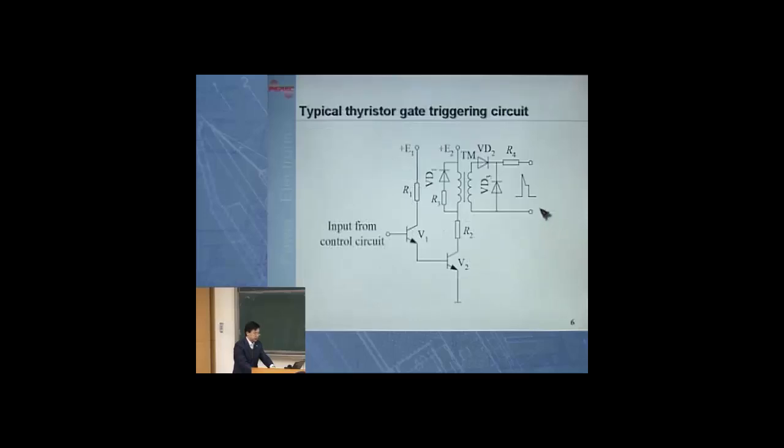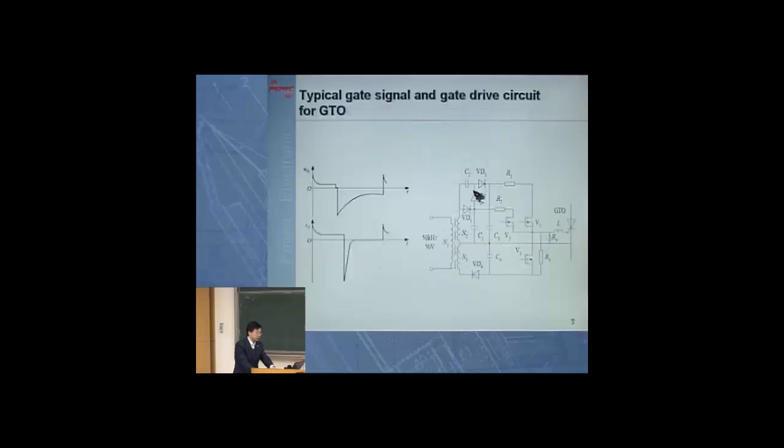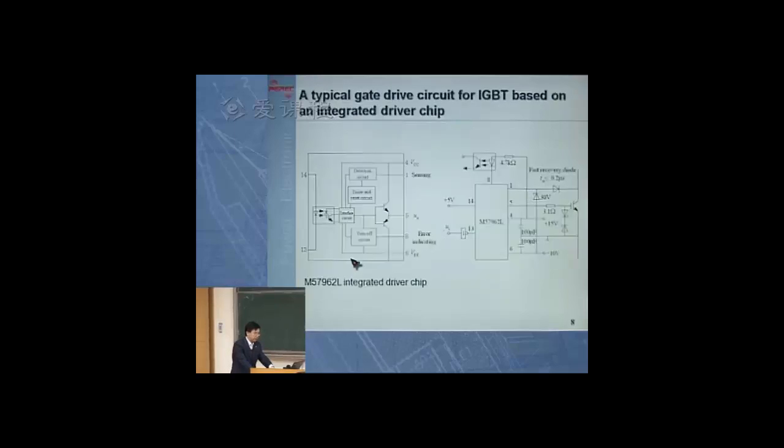I will not get into details. This is the typical example of a gate drive circuit for thyristor. This is transformer isolated. There's a transformer to provide isolation. And there's another example showing the gate drive circuit for GTO, because GTO is also current driven. You can see here the gate current also has a very special requirement. We require a special shape of waveform for the gate current. Gate drive circuit for power MOSFET and IGBT, I don't want to get into details.